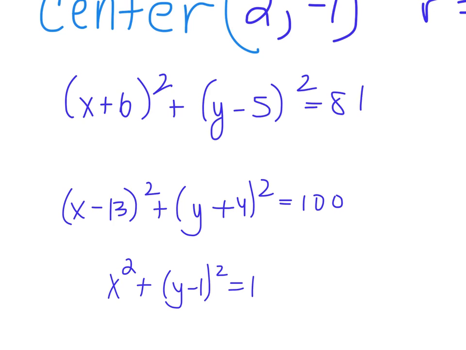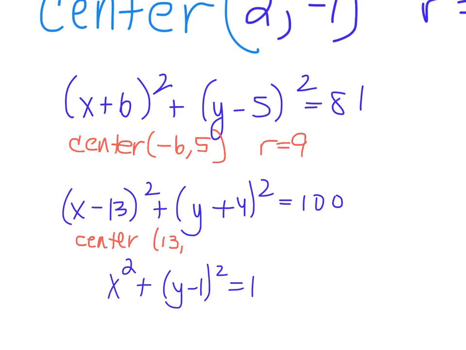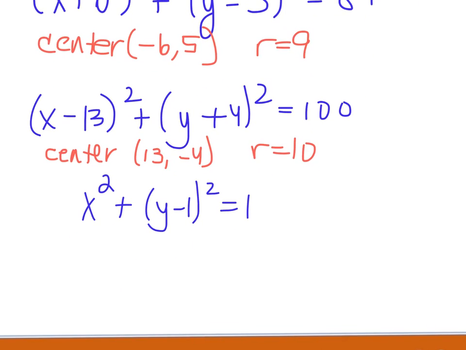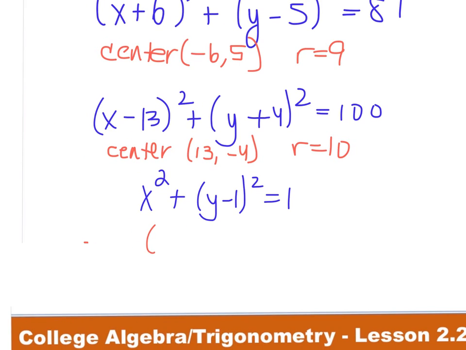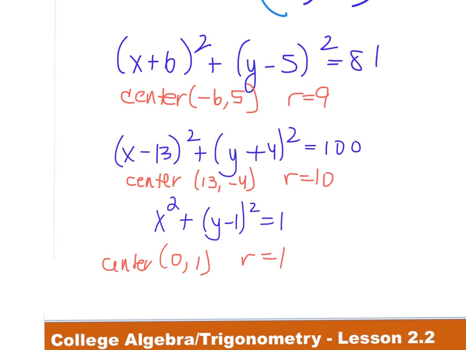look at this. What is the center of this circle right here? -6. It's at -6. What? Positive. Positive 5. The opposite of the signs. That make sense? What's the radius? 9. Very good, guys. What is the center for this circle? 13 comma -4. And what's my radius? What's the center of this circle? 0, 1. And what's my radius? Perfect. Is that really that hard?